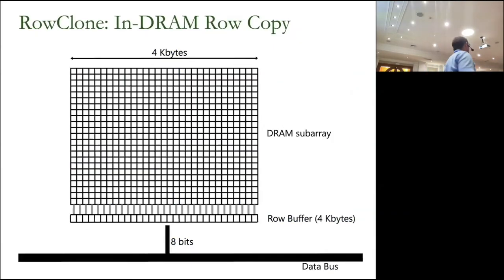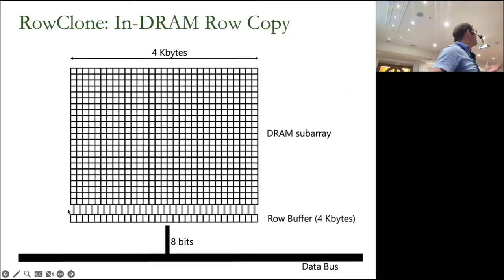So let's go into the DRAM circuit-level, low-level structure. This is still the architectural level. I'm going to show you the circuit level later. But basically, if you look at a DRAM subarray, this is a part of DRAM. It consists of a bunch of rows. Each row can be 4 kilobytes. And there's a row buffer.